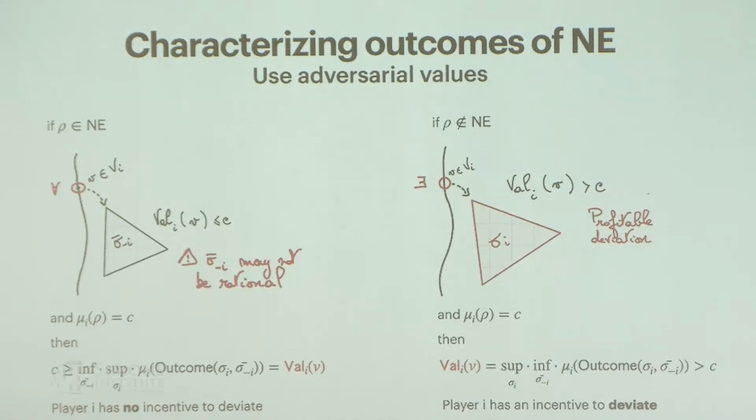You can see this dually, and it may be a bit more intuitive. A path will not be supported by a Nash equilibrium if it gives player I a value C, and by deviating, player I has a winning strategy that allows him to get strictly more than C. These two, by determinacy, are equivalent.